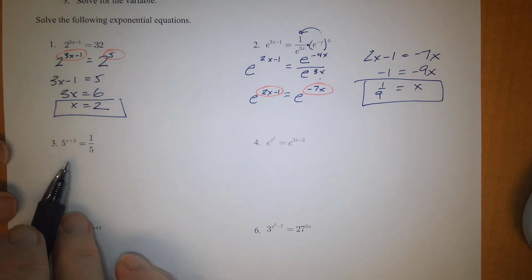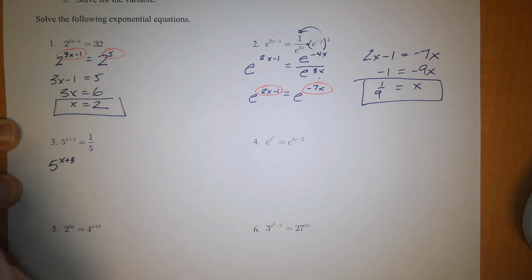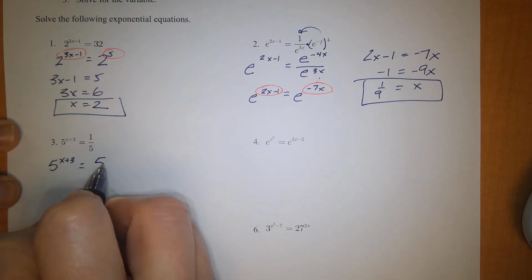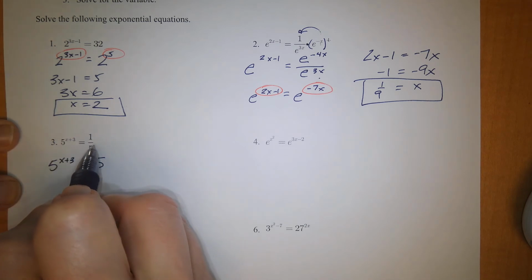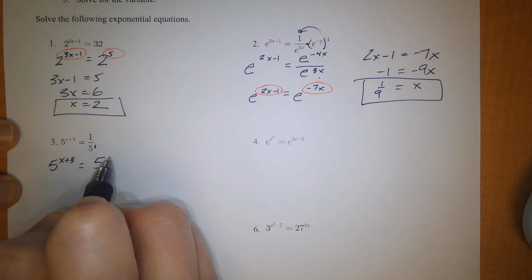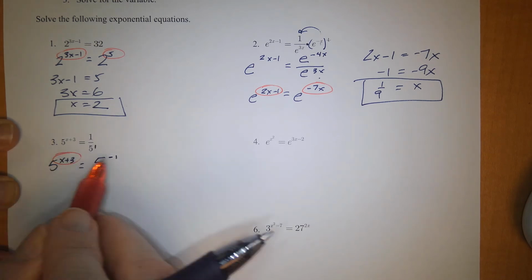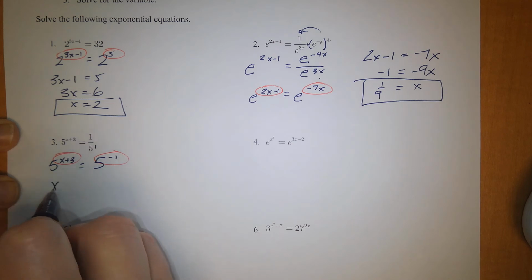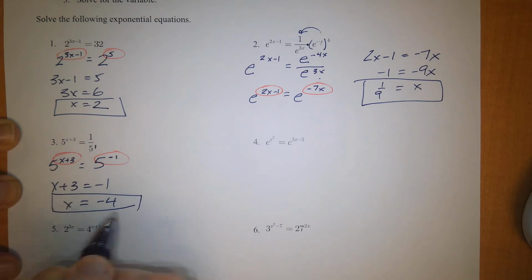Number 3, 5 to the x plus 3, that's already in the simplest exponential form. I'd like to write this right side as 5 to an exponent. Remember, this is the same thing as 5 to the positive 1. So if I wrote this 5 to the positive 1 up top, it becomes 5 to the negative 1 power. Now by setting my exponents equal to each other, I find x is equal to negative 4.